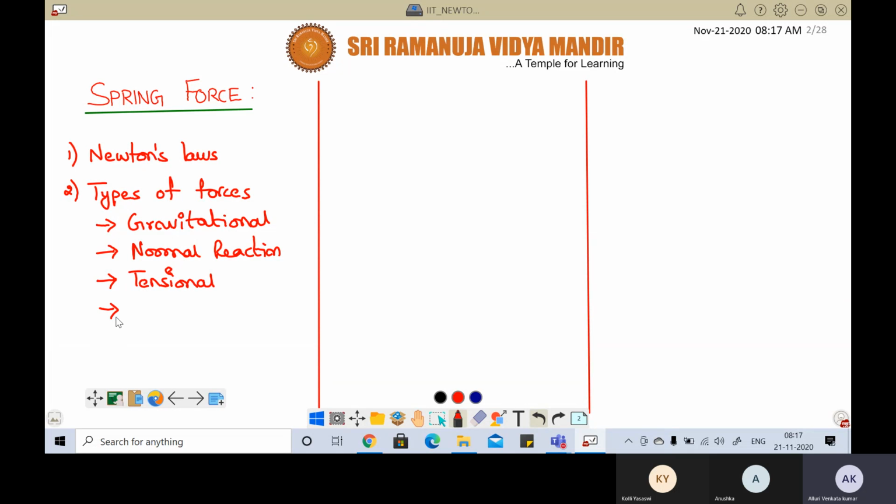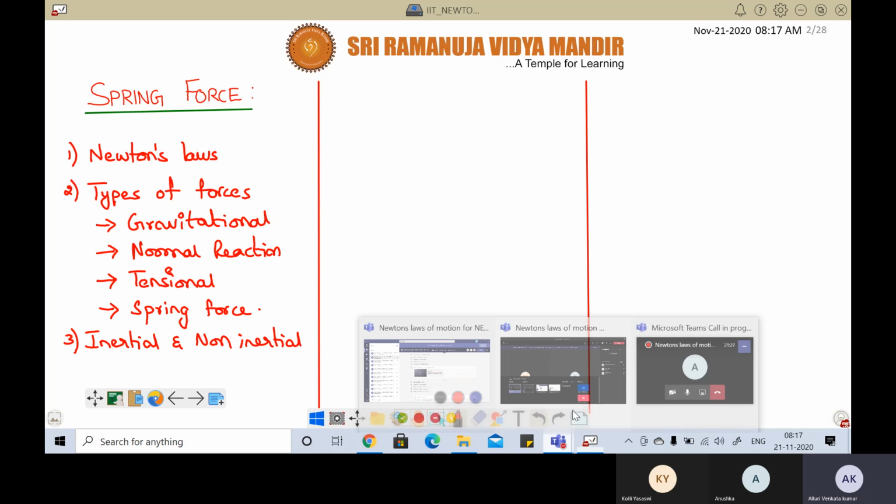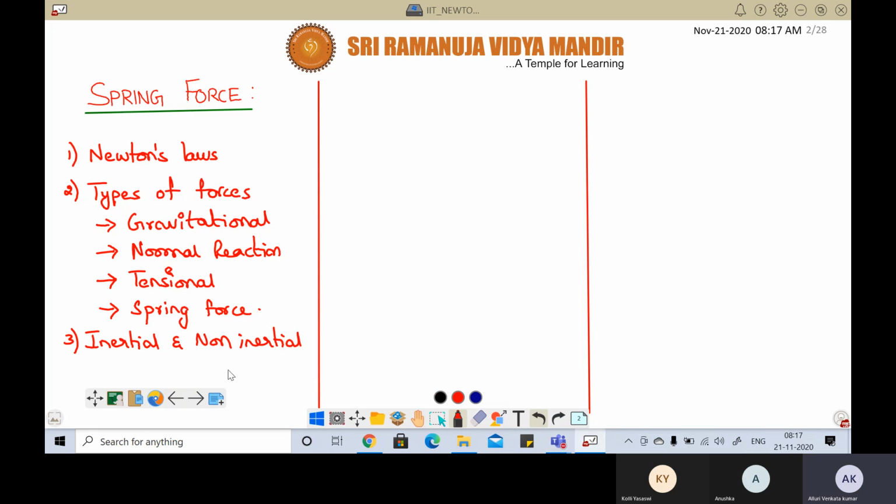Now the last force which we are going to see is called spring force. Very, very important. And after that we have one more topic called inertial frame and non-inertial frame. In this we are going to see one more force called pseudo force. So we have finished this one, this one, this one. Today we are going to see spring force.